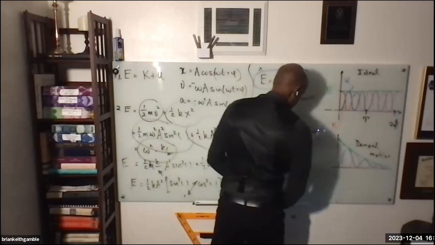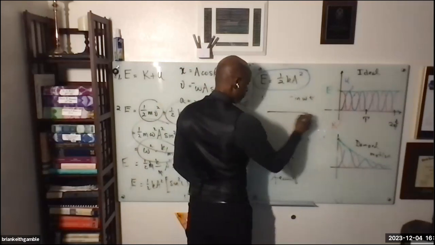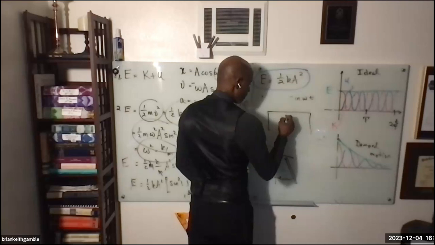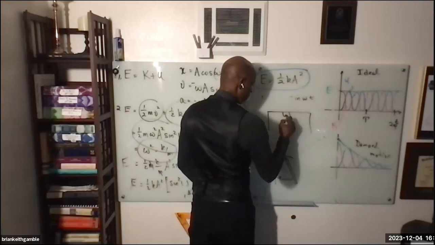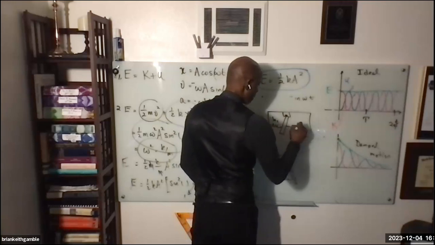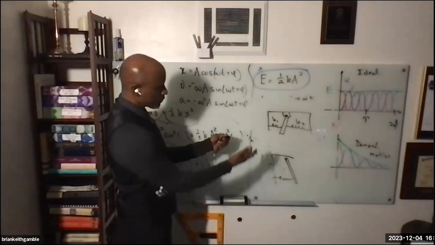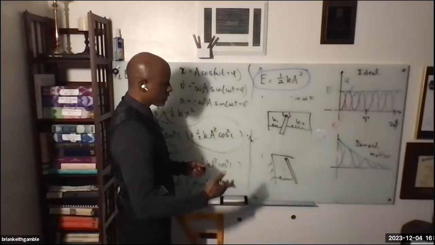Or I can do another problem where you just start mixing and matching things, where I have it pivoted there, but then I put two springs on it, one here, K1, and another spring here, K2. These start to become more intermediate problems. What does the differential equation look like for that? And what is the period and frequency?